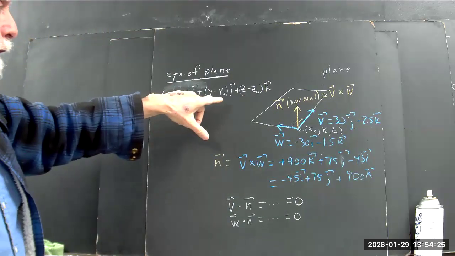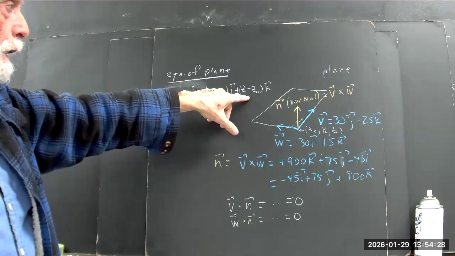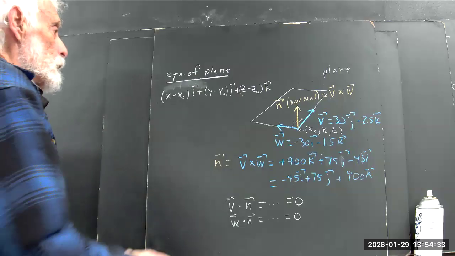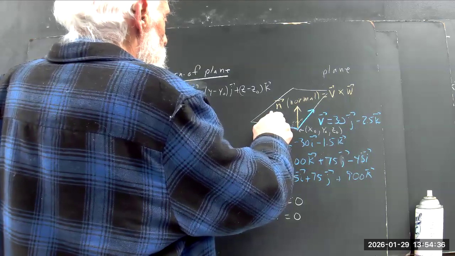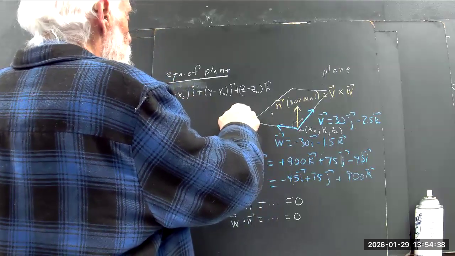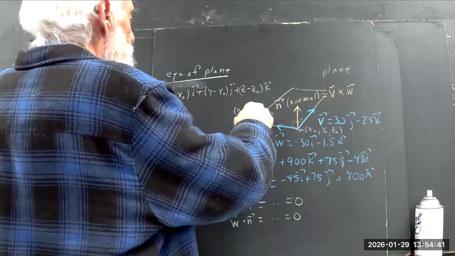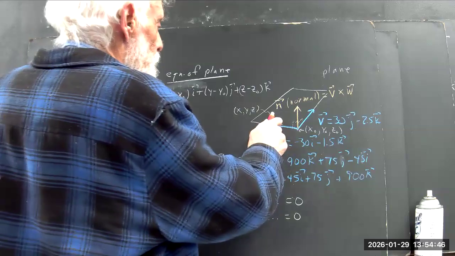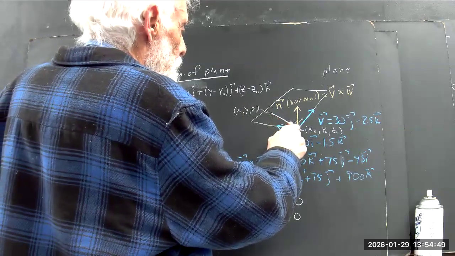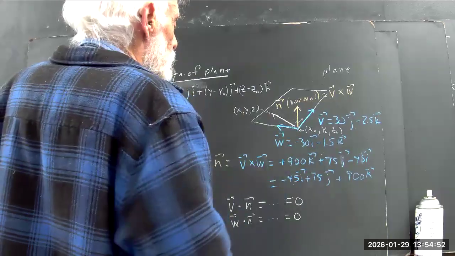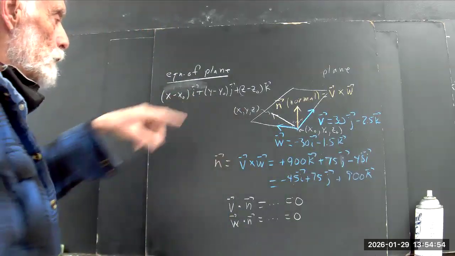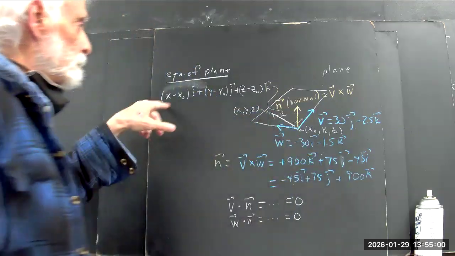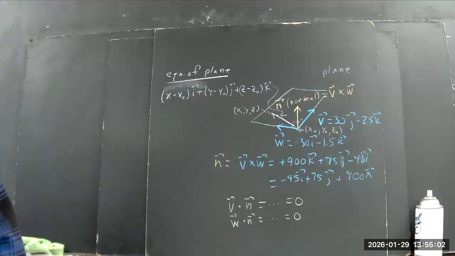What I mean by the vector X minus X naught i plus Y minus Y naught j plus Z minus Z naught k, well, I'll draw it kind of quickly. So let this be point X, Y, Z. Then right here's my vector. That's this vector. Okay. Makes sense?